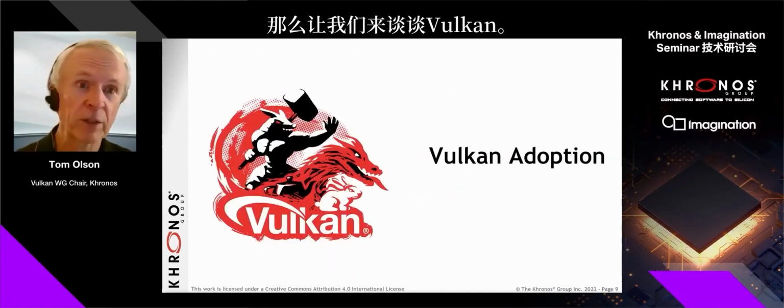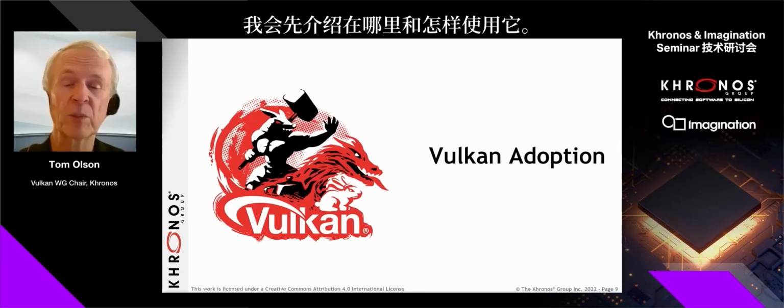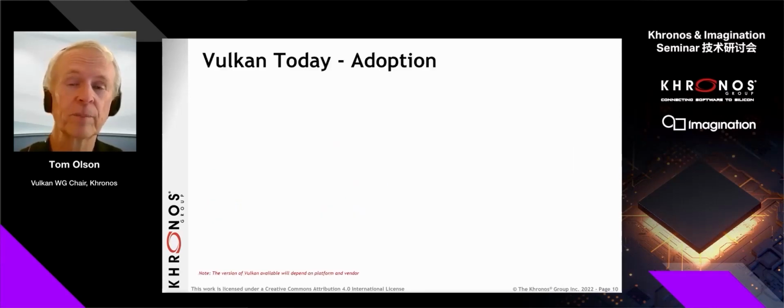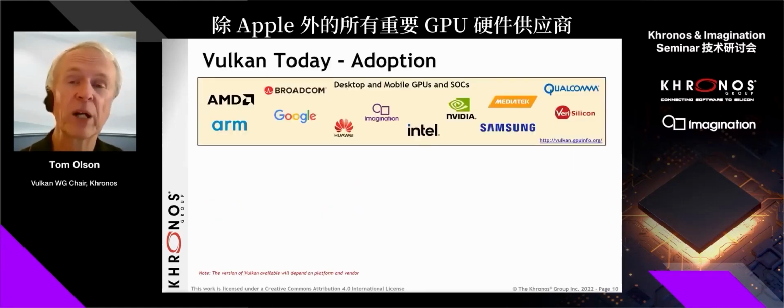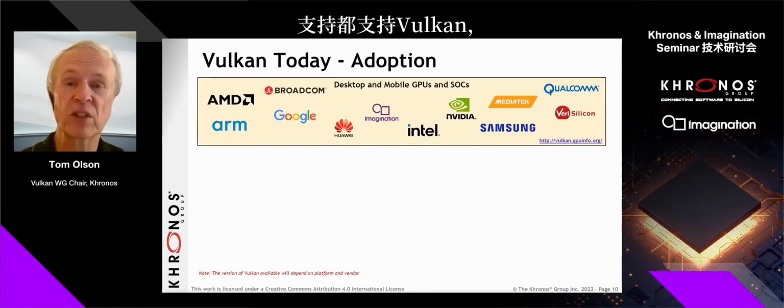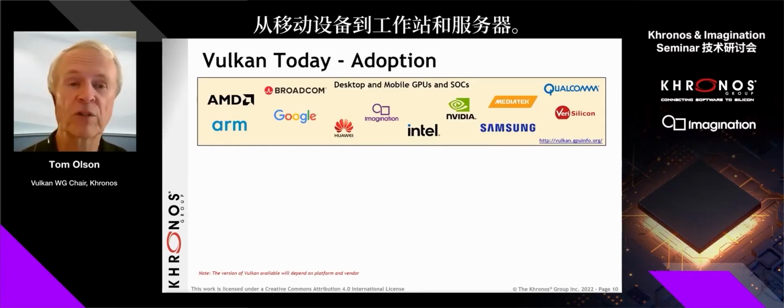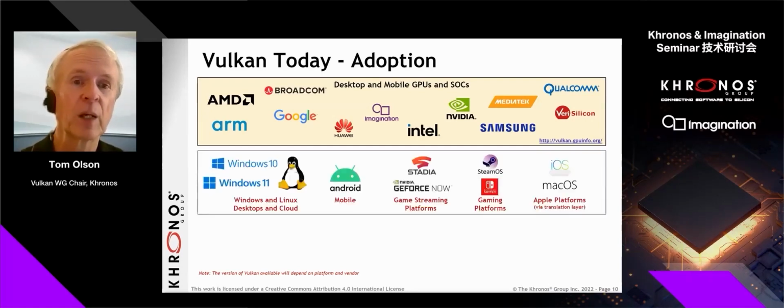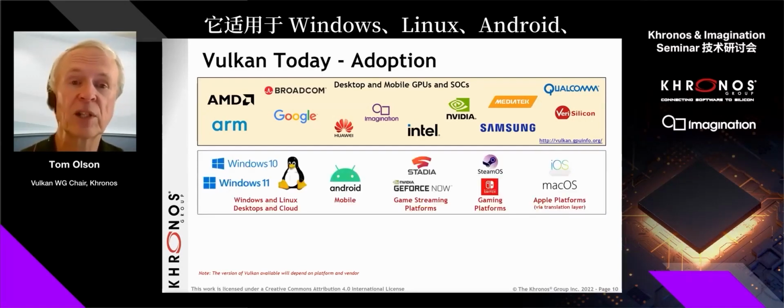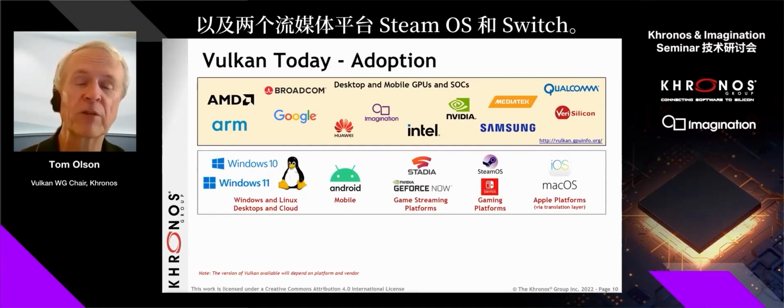So let's talk about Vulkan. I'll start with where and how it's being used. Vulkan is supported by all of the serious GPU vendors except Apple on hardware ranging from mobile devices to workstations and servers. It's available on Windows, Linux, Android, 2 streaming platforms, SteamOS, and Switch.